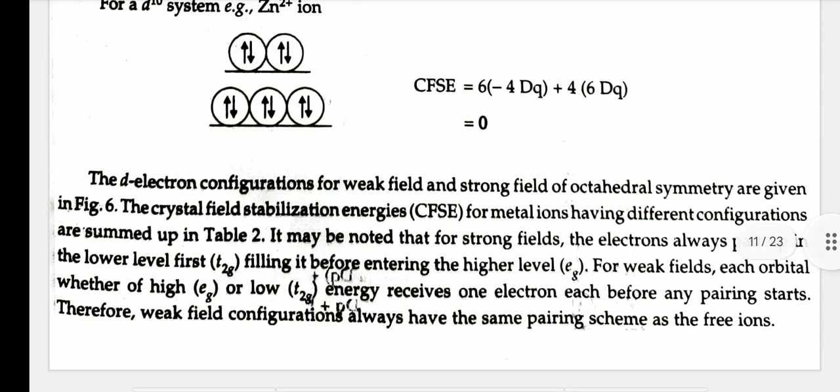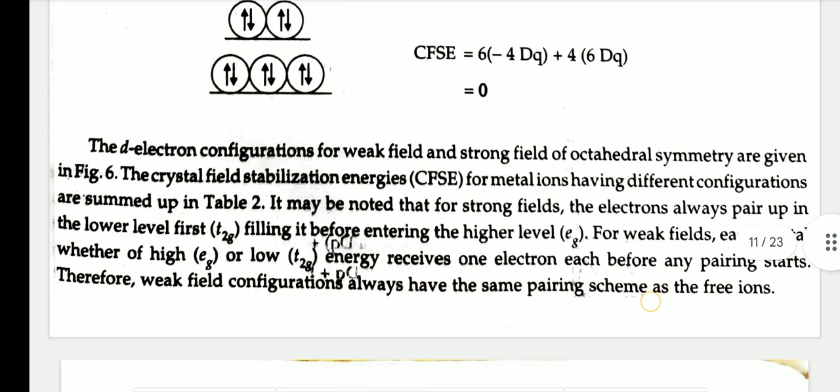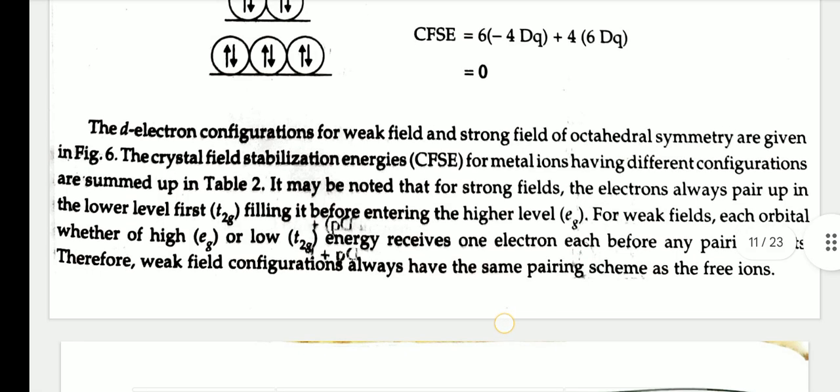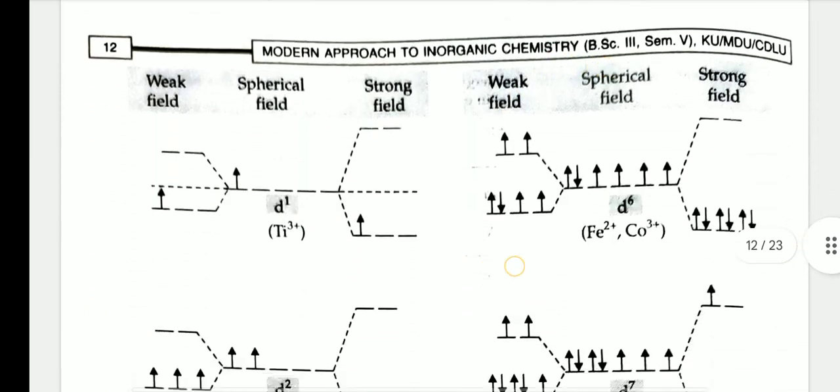The d electron configurations for weak field and strong field of octahedral symmetry are given in figure 6. The crystal field stabilization energies for metal ions having different configurations are summed up. It may be noted that for strong fields, the electrons always pair up in the lower level first, filling it before entering the higher level. For weak fields, each orbital, whether of high or low energy, receives one electron each before any pairing starts. Therefore, weak field configurations always have the same pairing scheme as the free ions.